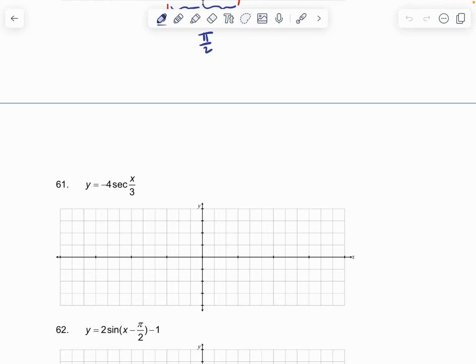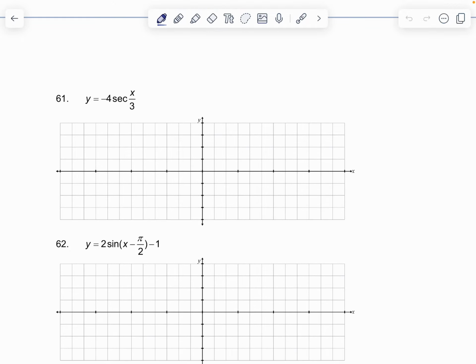Okay, so for number 61, we're graphing a secant function. Remember for these, you want to graph a template function first, and that's going to be y equals -4 cosine of x over 3, and remember x over 3 is just a fancy way of saying 1/3 x. So we're going to graph its flip, and then actually flip the function to get the secant. Okay, so let's answer all the questions about this graph right here.